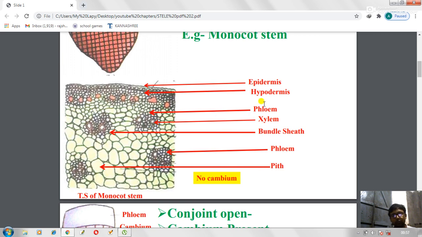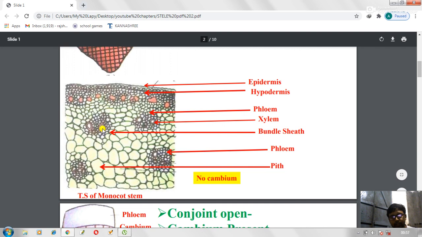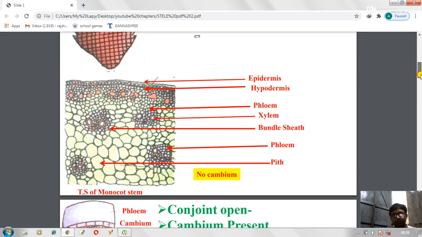This is most important. Here you see that this is the xylem and these are the phloem. Outside the phloem there is a bundle sheath, made of highly specialized sclerenchyma cells. Parenchymatous cells are present, with the phloem and xylem present together. You will see that no cambium is present, so there is no question of secondary growth. If cambium is not present, no secondary growth occurs. So it is very important.